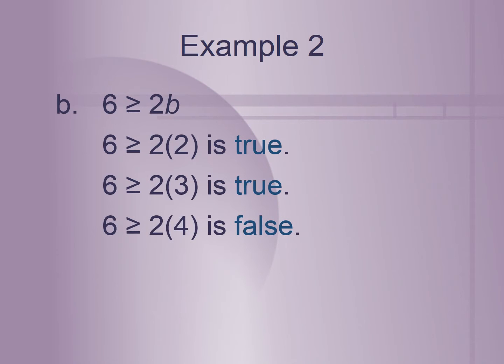The next statement is 6 is greater than or equal to 2 times 4, so we're letting B be 4. And when that happens, we get a false statement. So the only solutions among the things that we have tried are the 2 and 3.